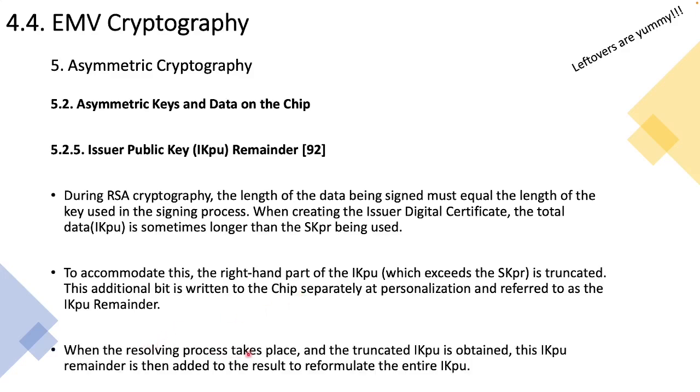So when resolving takes place, we will decrypt the certificate, and what we will obtain is the issuer public key. But remember, it's truncated. So we take this remainder and add it to that truncated result, and what you now have is the 100 byte full length issuer public key that was the original we had submitted to the scheme for signing.